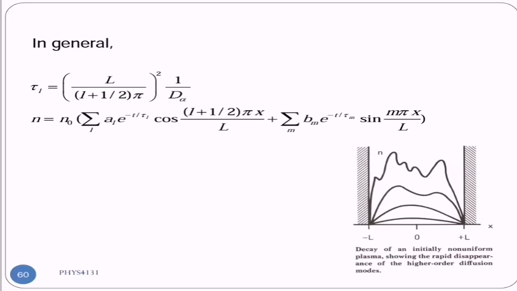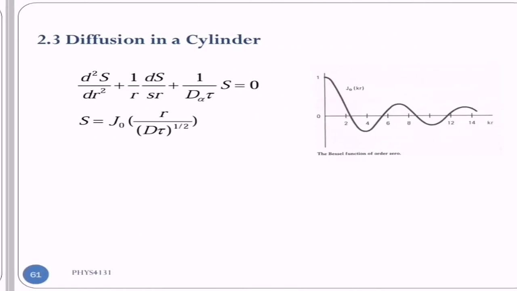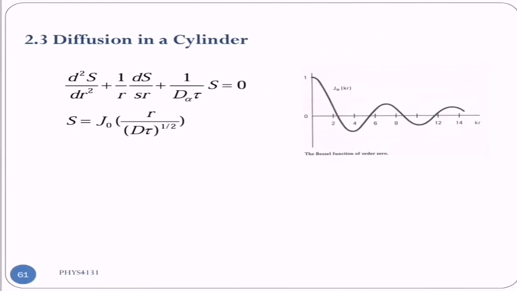First, the fine structure will be washed out by diffusion. Then the lowest diffusion mode, the simple cosine distribution, will be reached. Finally, the peak density continues to decay while the plasma density profile retains the same shape. Next, we study the diffusion in a cylinder.